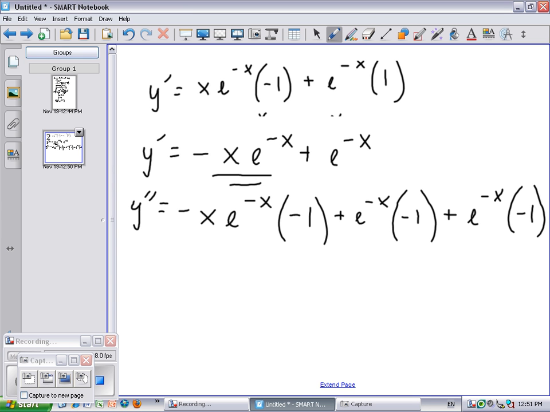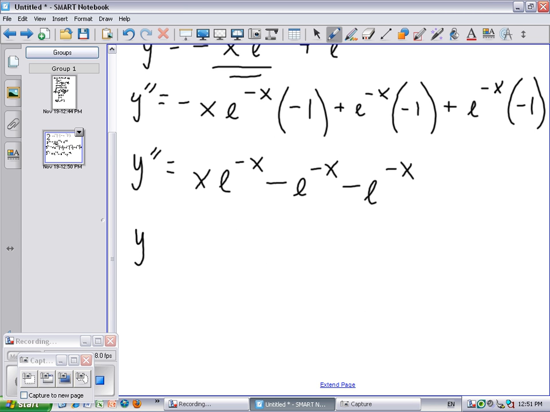So let's simplify that a little bit. Negative 1 times negative x would be positive x e to the negative x minus e to the negative x minus e to the negative x again. And we have two like terms sitting in front of us. So we have x e to negative x minus 2e to negative x. There is the second derivative. We need it to establish whether the stationary point is a max or a min.